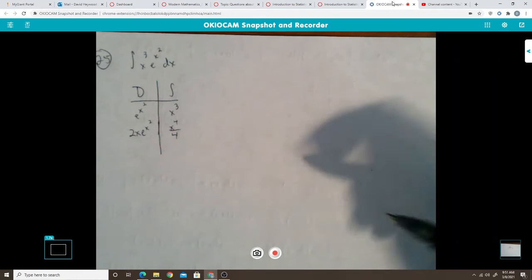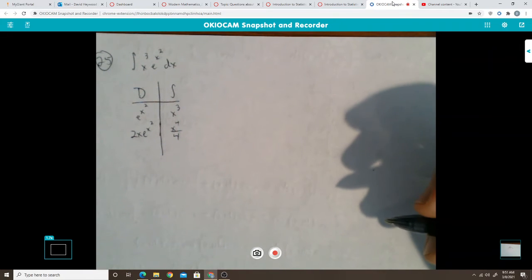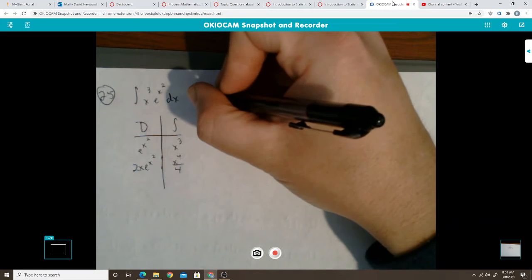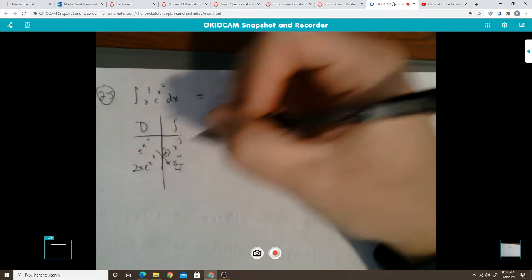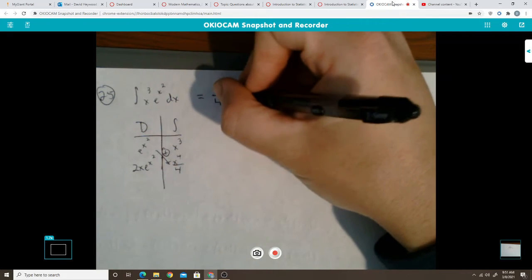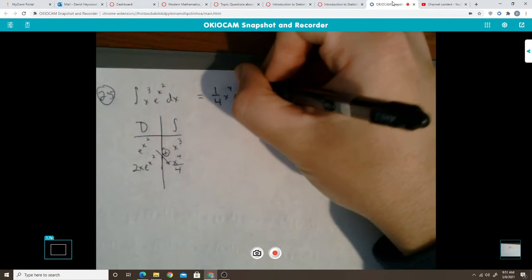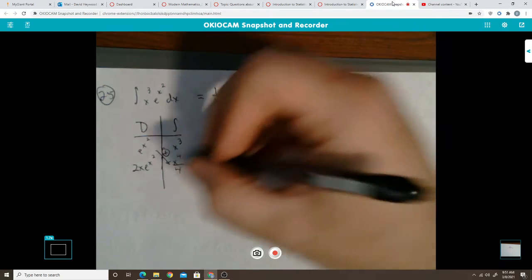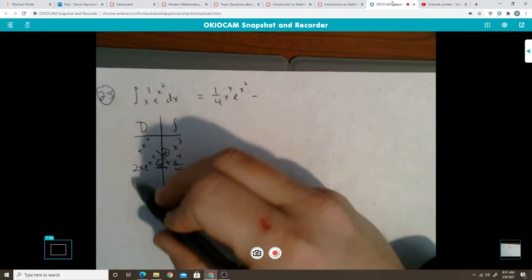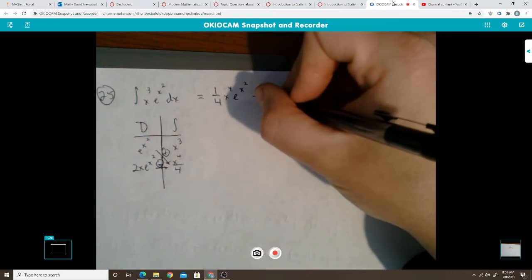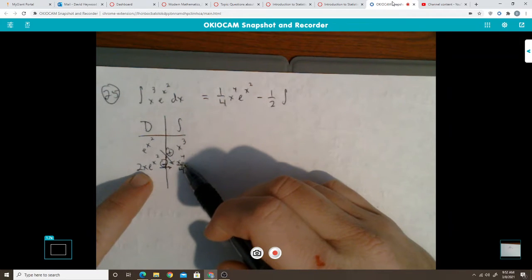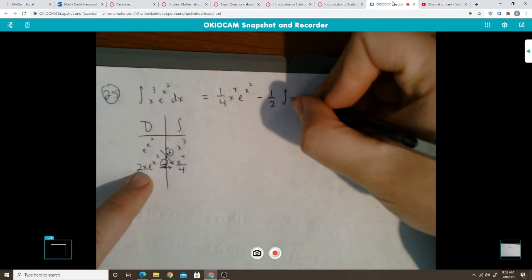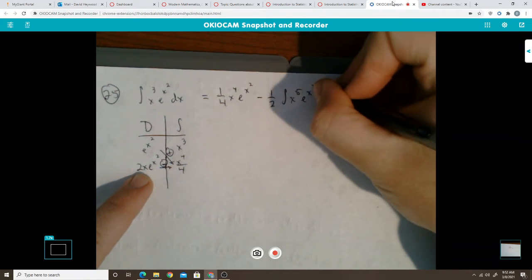So in a way, this is very similar to number 21, right? Because I would stop at that point and I would say, okay, so this is going to be 1/4 x to the 4th e to the x squared minus 1/2 times the integral of this x. Oh, actually, they won't cancel, will they? It'll give you an x to the 5th. It'll be an x to the 5th e to the x squared dx.